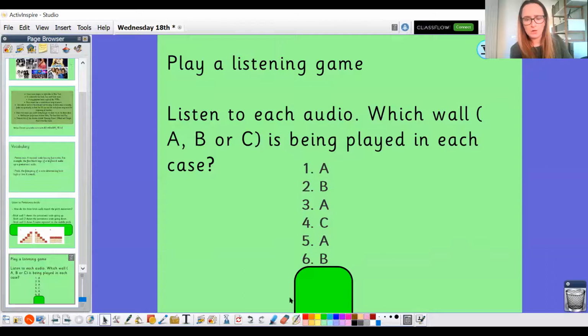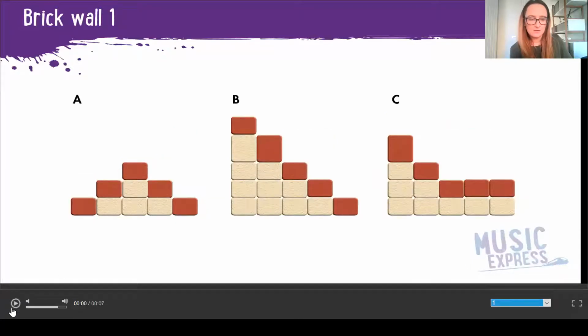So for example, number 1 was A. If I stop sharing here, let's go back to number 1 was A. You can clearly see that. So you can have a go at going through the others if you wanted to do that as well.